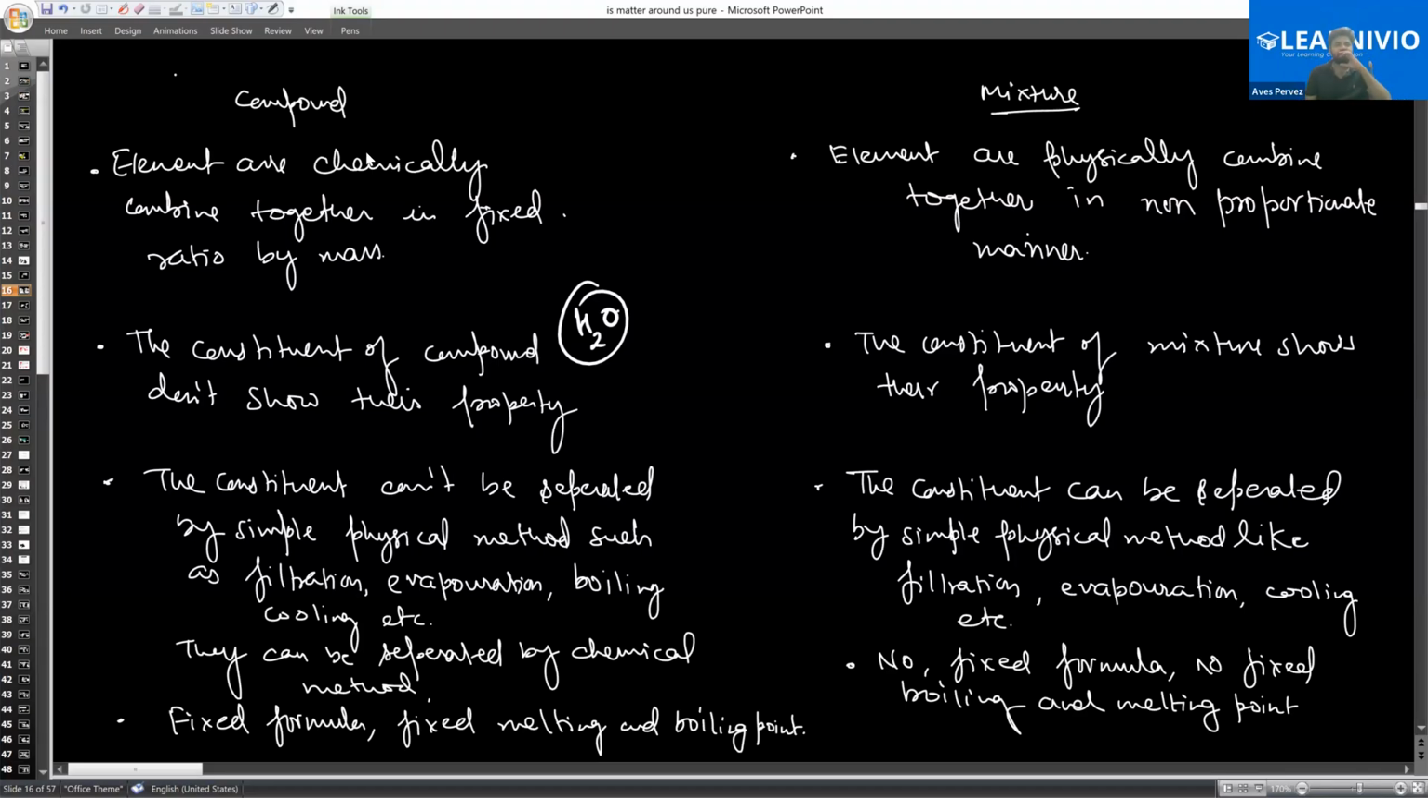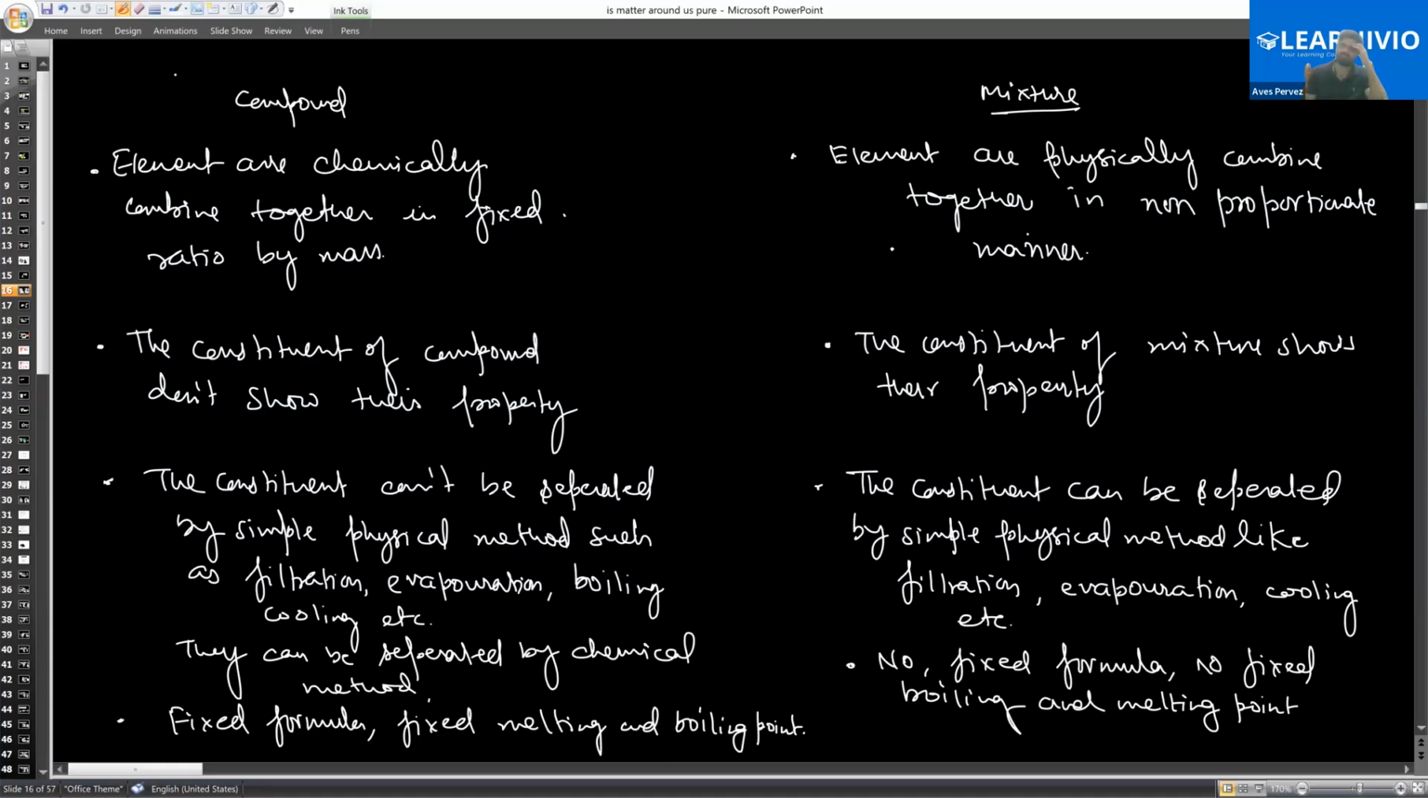So in compounds, elements are chemically combined together in a fixed ratio. What does the statement mean? If you want to make water, there should be two hydrogen and one oxygen atom. You cannot make water from two hydrogen and four oxygen atoms. Got it? And in mixtures, elements are physically combined together in a non-proportionate manner.